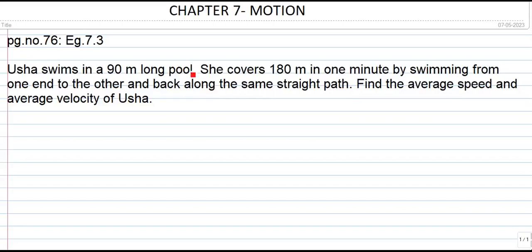This is the fifth question, which is in page number 76, example 7.3. Usha swims in a 90-meter long pool. She covers 180 meters in 1 minute by swimming from one end to the other end and back along the same straight path. Find the average speed and average velocity of Usha.